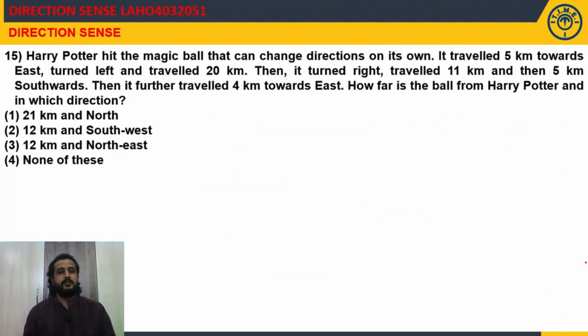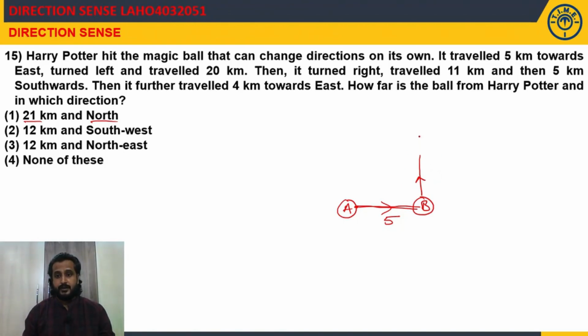Now, see the 15th one. Again, here also we have given distance and direction. Let's see. Harry Potter hit the magic ball that can change the direction on its own. He traveled 5 kilometers towards east. Turn left. While moving east, let's say it is point A. It is point B. While moving east, left hand side will be this side. So how much? 20 kilometers.